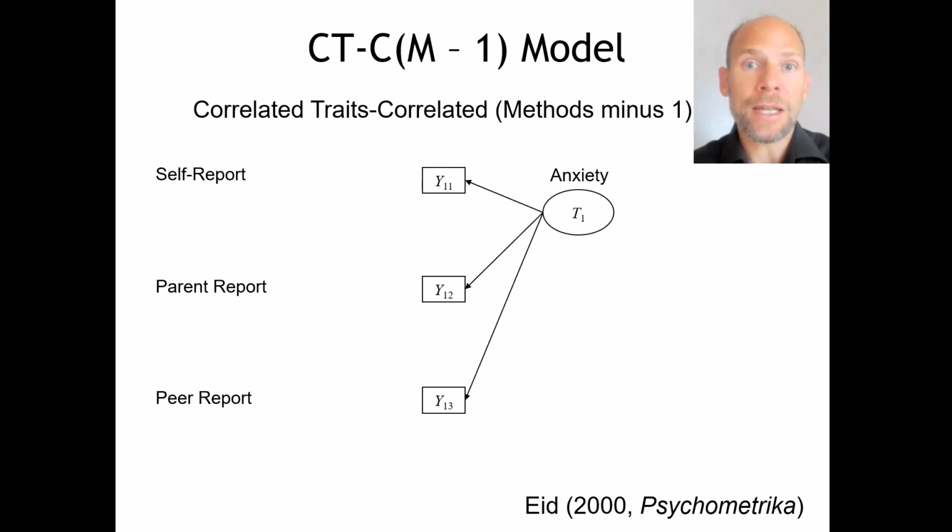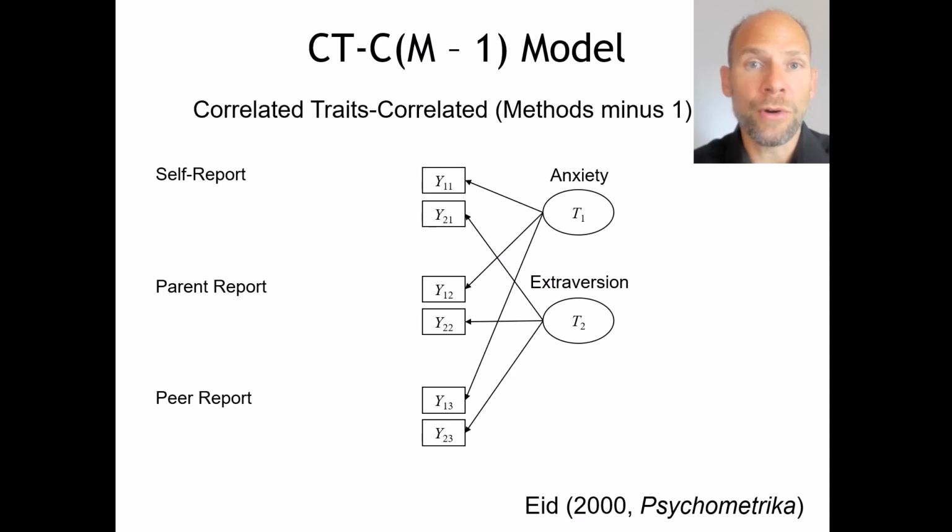And now in a multi-trait, multi-method design or multi-rater design, we typically have more than one trait. We may have only one, and that could be fine. However, for the CTCM-1 model, we need to have a little bit more than just one trait for the model to work and be identified. So in this example, I have a second trait, extraversion, and extraversion is also measured by the same three types of reporters: self-report, parent report, and peer report. And so we have a second factor then, T2, extraversion.